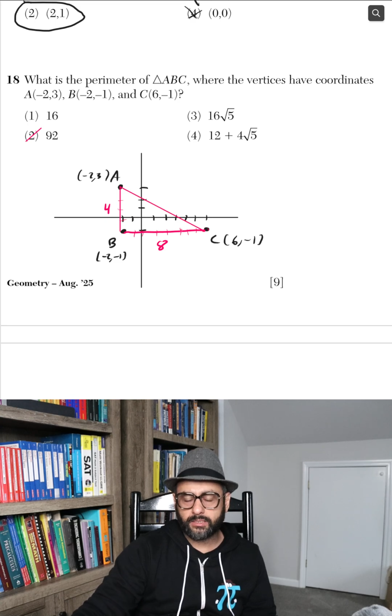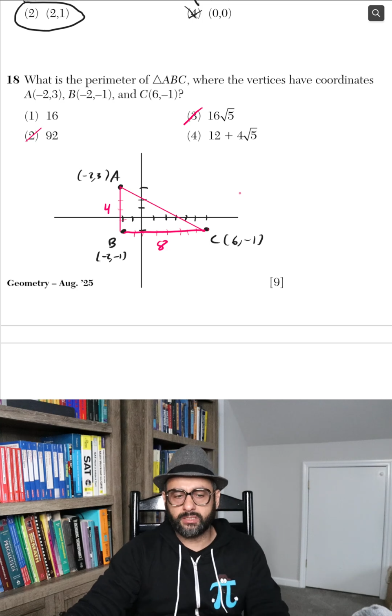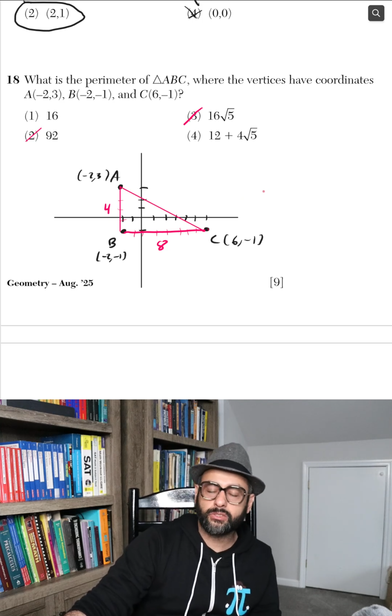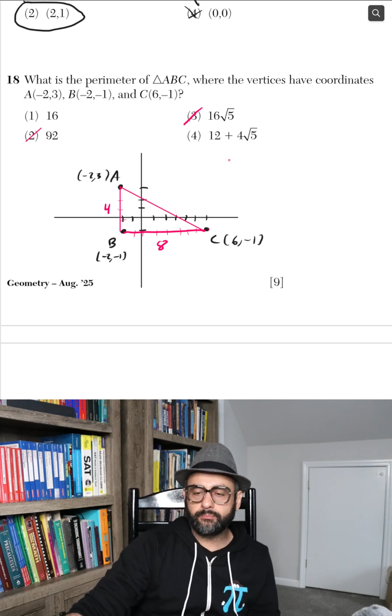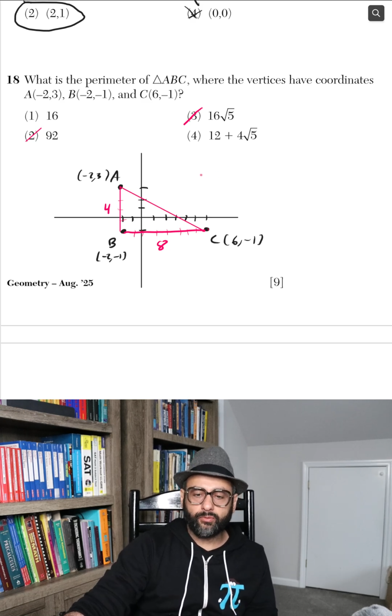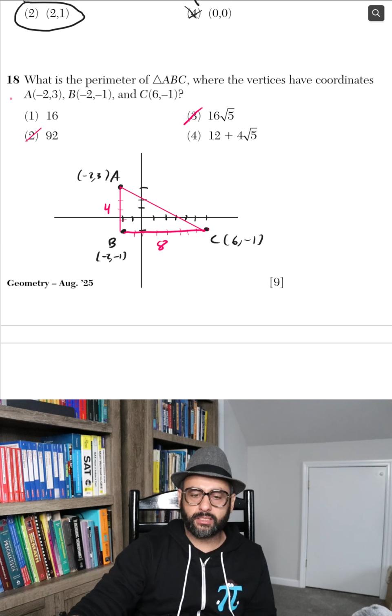Again, the answer, less than 12 means the whole perimeter is less than 24. 16 radical 5 is greater than 32 because it's greater than 16 times radical 4, which is 16 times 2, which is 32. So we've already eliminated two of the choices, and then 16.